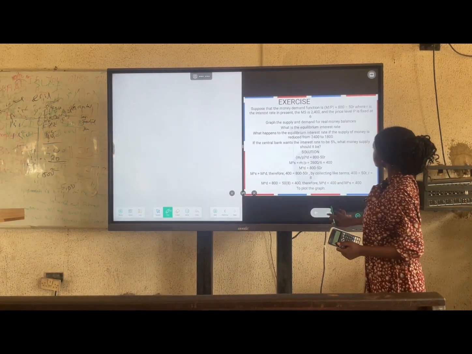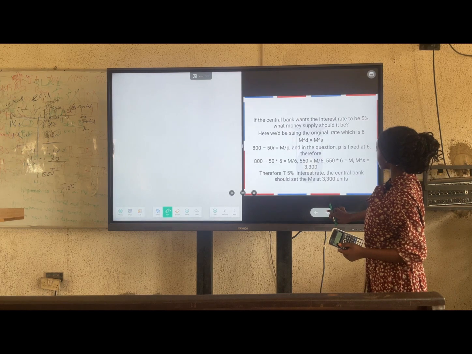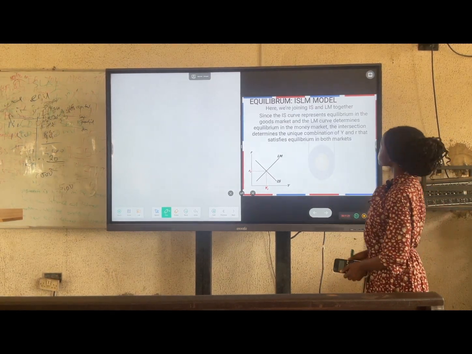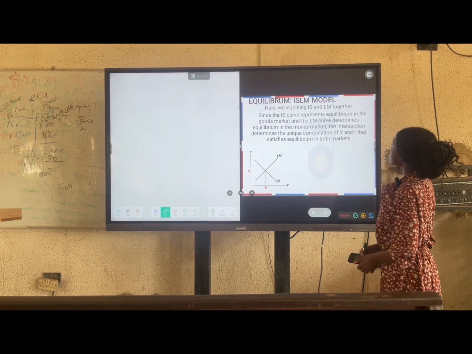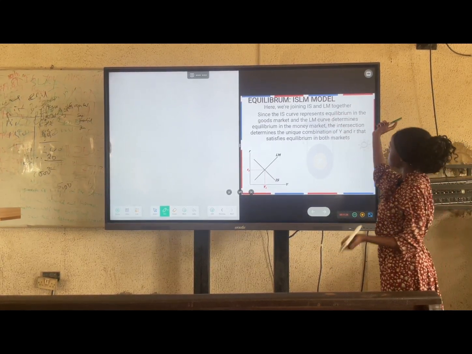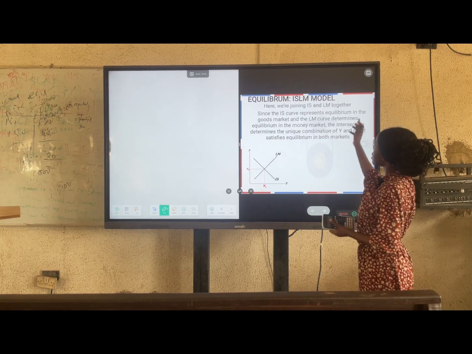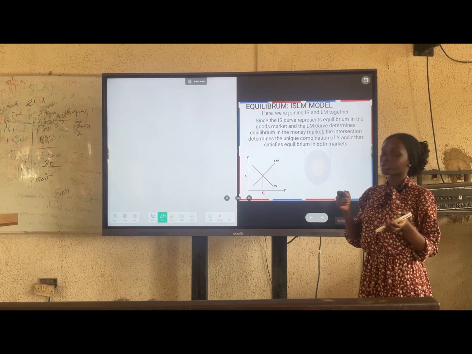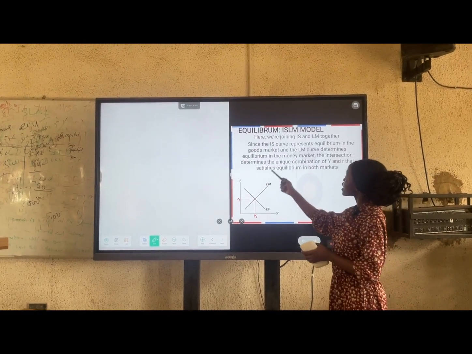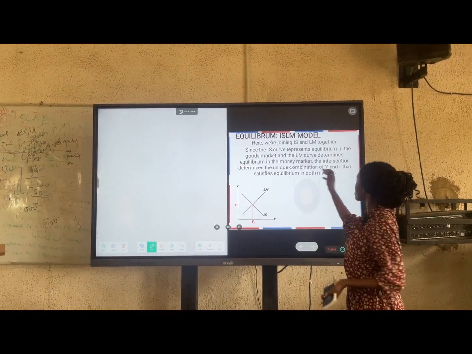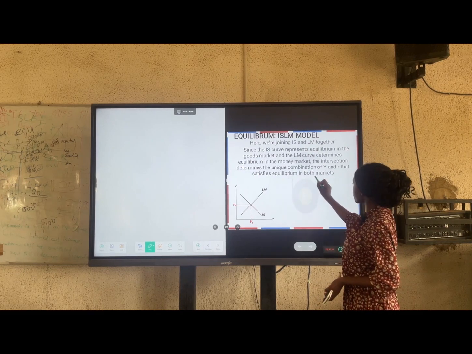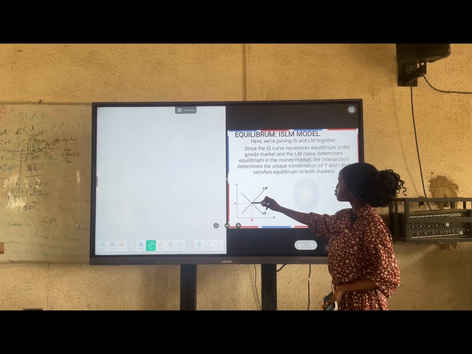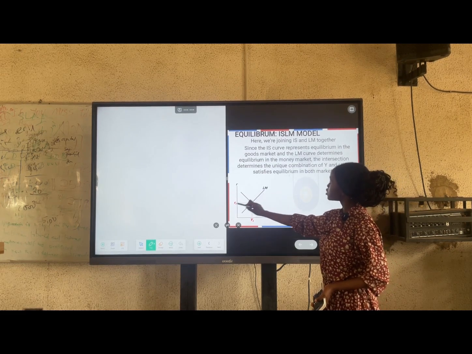We'll be moving on to the equilibrium in the IS-LM model. It's basically saying we're joining IS and LM together. Since the IS curve represents equilibrium in the goods market and the LM curve determines equilibrium in the money market, the intersection determines the unique combination of Y and R, where Y is output and R is the interest rate, that satisfies equilibrium in both markets. So that's the LM curve, that's the IS curve. Then we have our equilibrium at R and Y.